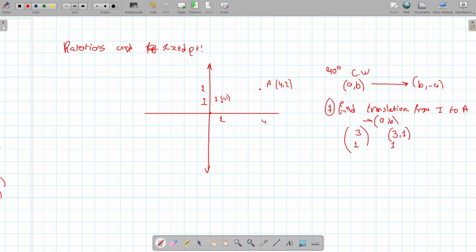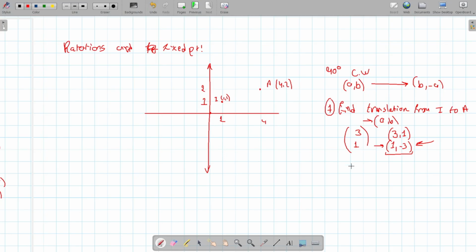So this becomes 1 comma minus 3. Does that mean my point is 1 comma minus 3? No. This is the translation. If you say 1 comma minus 3 is your point, that's if you're working with the origin. So you have to add this to your point of rotation.